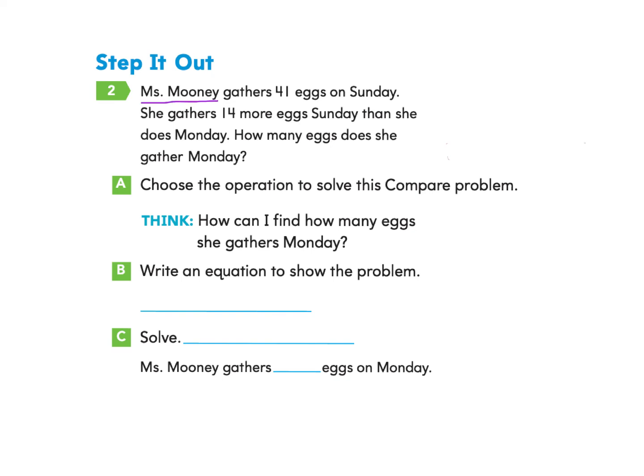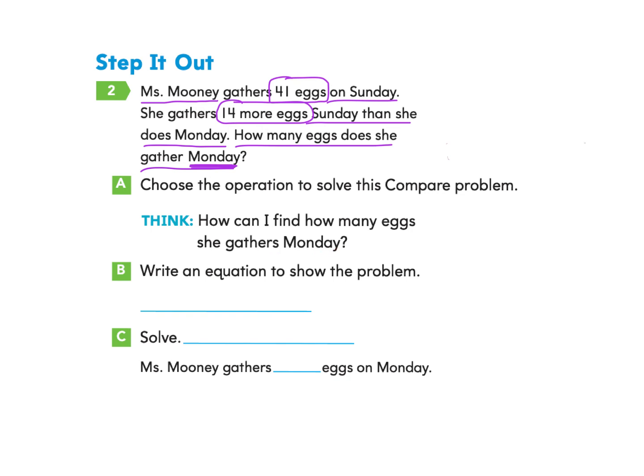Miss Mooney gathers 41 eggs on Sunday. She gathers 14 more eggs Sunday than she does Monday. How many eggs does she gather on Monday? So we're going to look at part A. Choose the operation to solve this compare problem. Think, how can I find how many eggs she gathers on Monday?